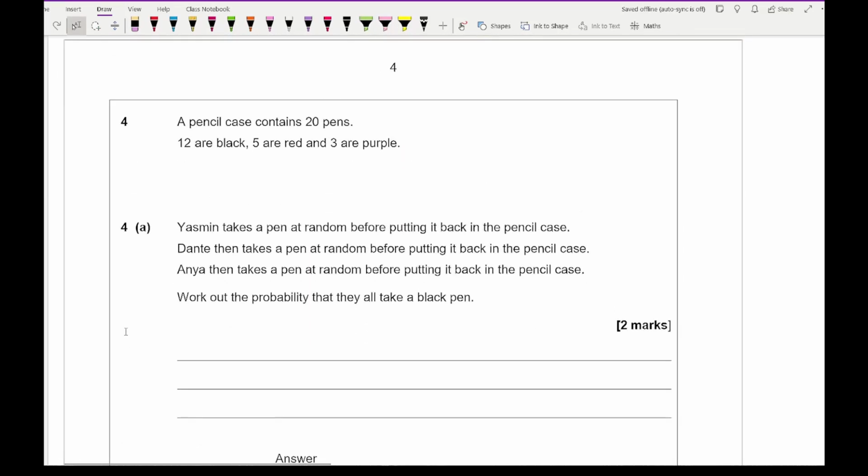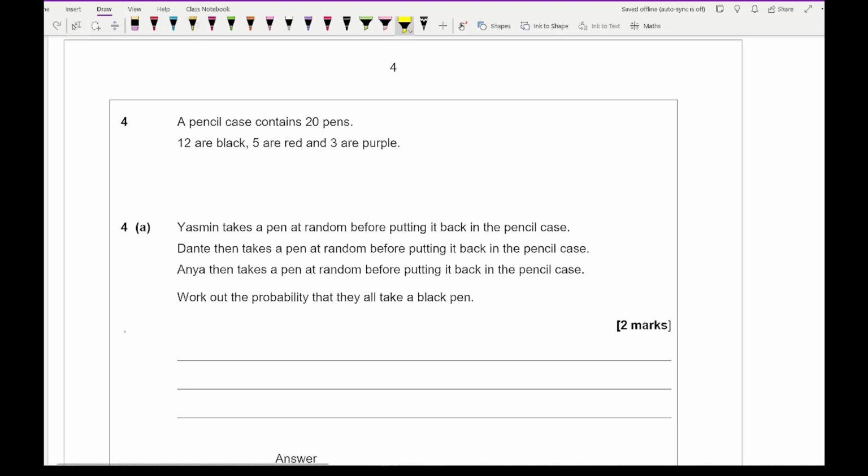Then moving on to question 4, it says that a pencil case contains 20 pens, 12 are black, 5 are red and 3 are purple. Yasmin takes a pen at random before putting it back in the pencil case. Dante then takes a pen at random before putting it back in the pencil case. Anya then takes a pen at random before putting it back in the pencil case. Work out the probability that they all take a black pen.